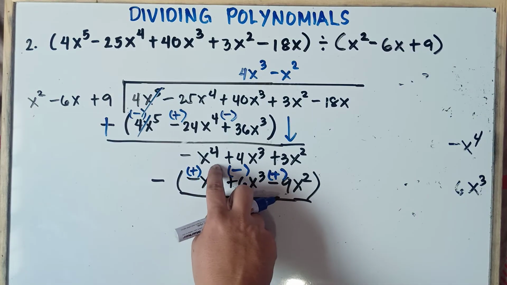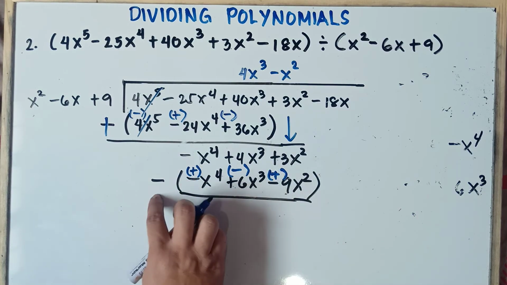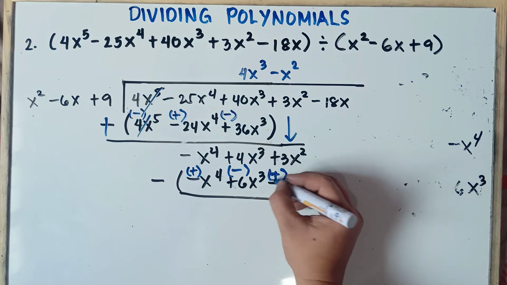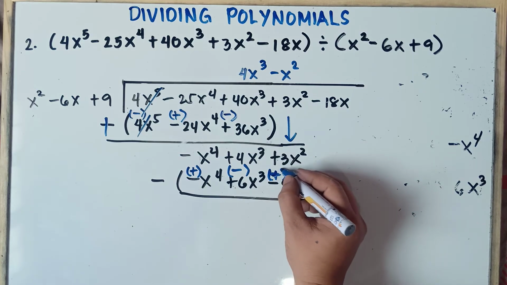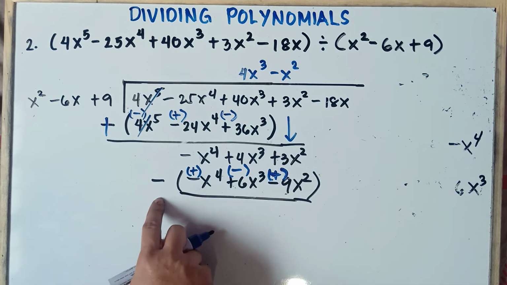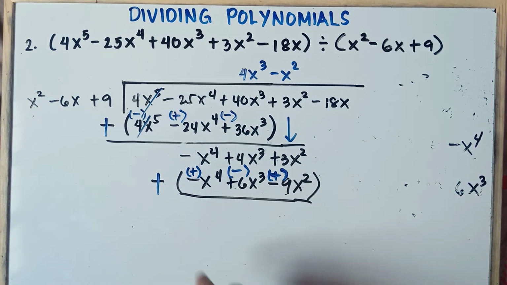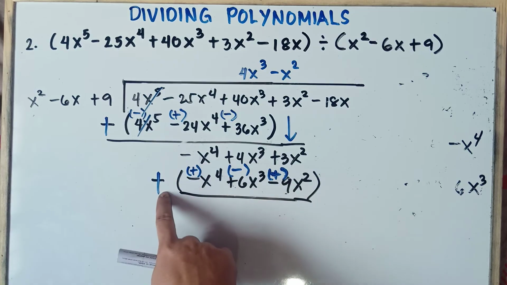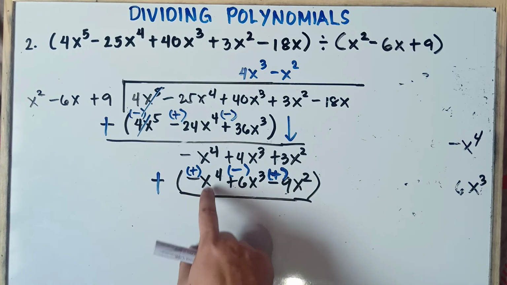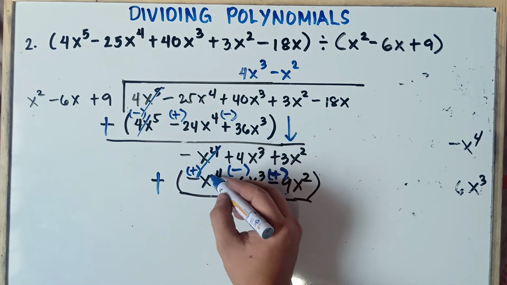Alright, so negative x raised to the power of 4, and then you change the sign, class. Negative, this becomes positive. Alright, and then we change its sign. This is minus, this becomes plus. Proceed to addition, class. So negative x raised to the power of 4 plus positive x raised to the power of 4, we can cancel this out.